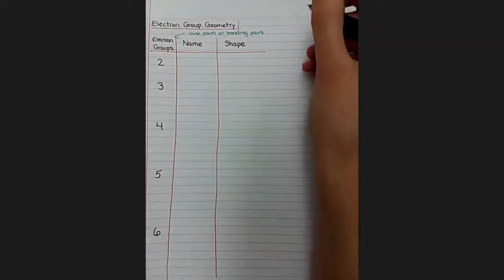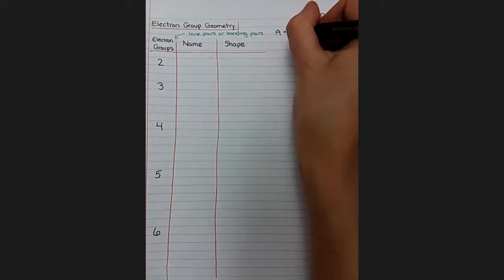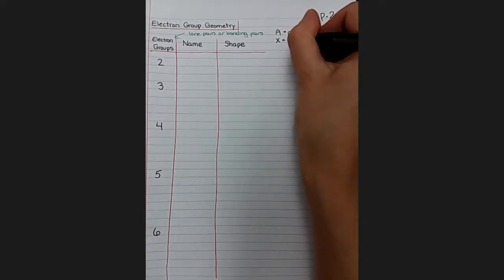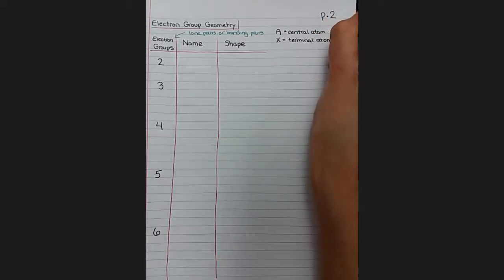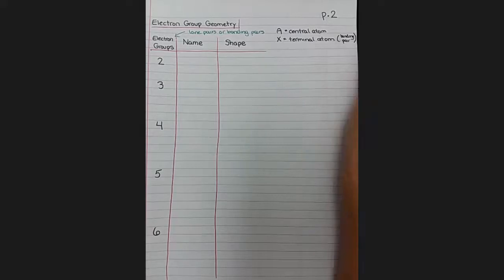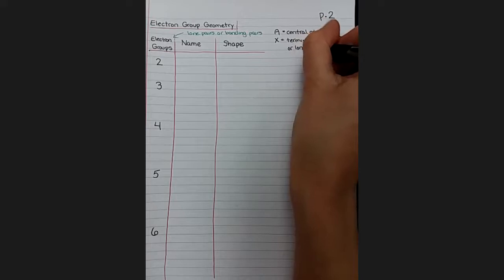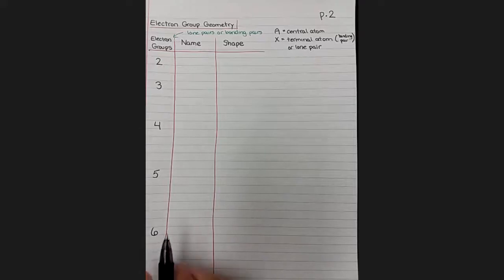And we are going to be drawing some pictures of molecules. So we are going to use the letter A to stand for the central atom. And we are going to use the letter X to stand for a terminal atom, which is connected to the central atom by a bonding pair of electrons, or a lone pair. So X could represent either of those 2 things. Okay, so we'll start with the most simple.